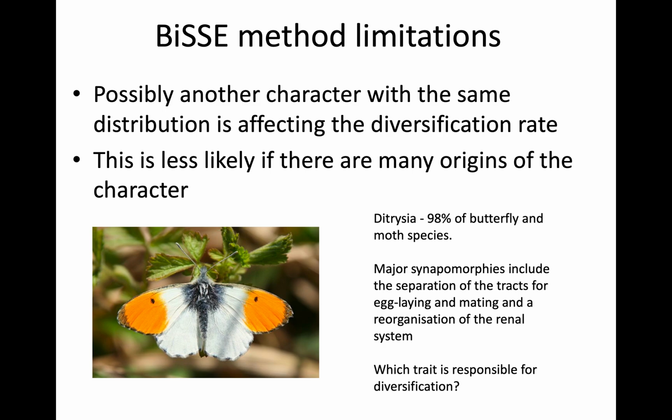Now, an example of the first problem is this one. Here, Heliconiini is a very, very species-rich group of butterflies. Now, why are they so species-rich? There's actually a bunch of different synapomorphies, so shared derived characters, that define this whole group. For example, how the egg-laying tract is organized, but also how the renal system is organized. So if they both shift along the same branch, well, how would you know which one it is?